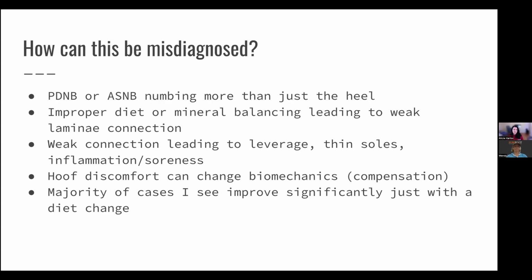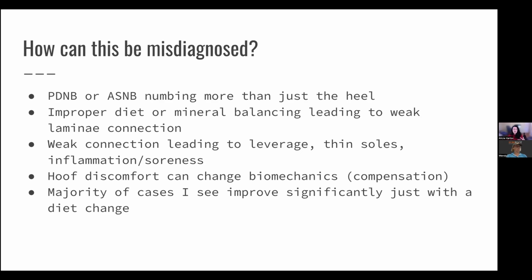So like we mentioned in the last slide, improper diet or improper mineral balancing can lead to a weak lamina connection, and that can affect a lot of things. A weak connection can lead to excess leverage, like having a hangnail chronically. It can lead to laminitis, obviously at its worst, or rotation. It can lead to thin soles because the lamina is not properly suspending the coffin bone within the hoof capsule. It can lead to some soreness over various surfaces.